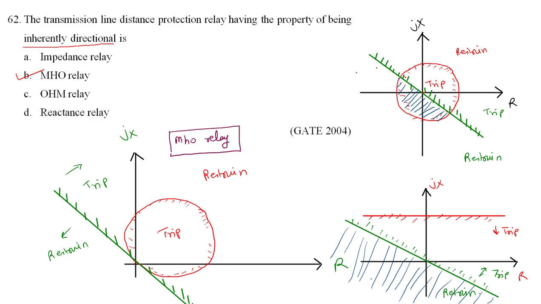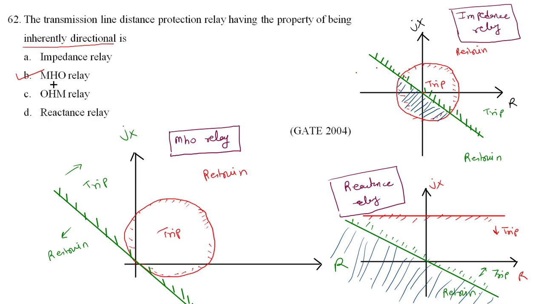So this one is for the reactance relay, and this is for impedance relay. Out of these three, only Mho relay possesses the directional property. That is the reason we use Mho relay for a long transmission line. Impedance relay is used for medium, and reactance relay is used for the short transmission line.